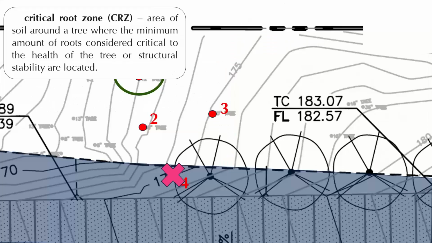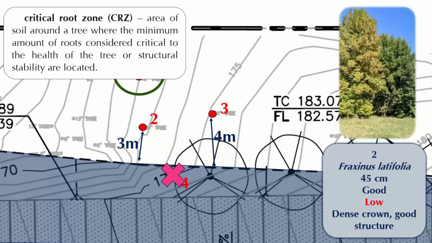So if we take that definition and bring it back over to our construction plans, the next thing we do is measure the distance between the tree and our construction. Here I've measured the distance between number 2 and construction at 3 meters, and number 3 is 4 meters from construction. In trying to figure out whether tree number 2 is likely to survive construction, I then bring in my information from my tree inventory, right? I went out there, I looked at the tree, and I said, it's an Oregon ash, 45 centimeters in diameter. It's in good condition. I've rated it as low suitability for preservation.